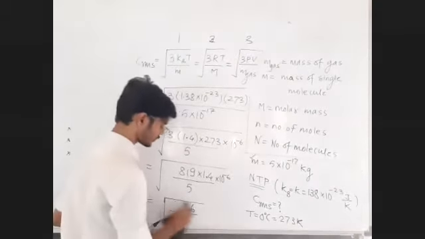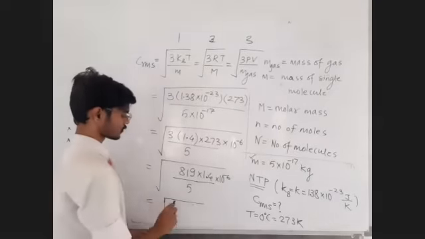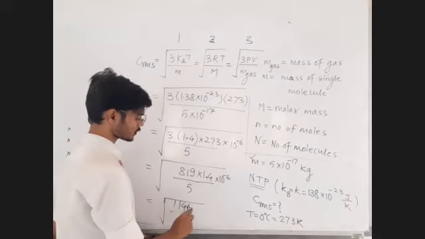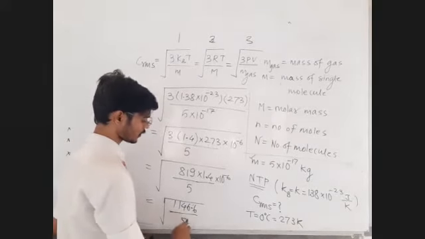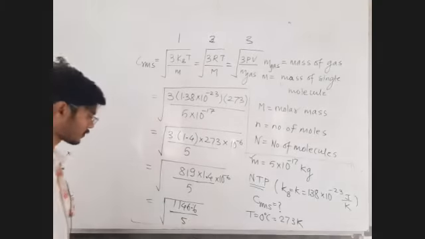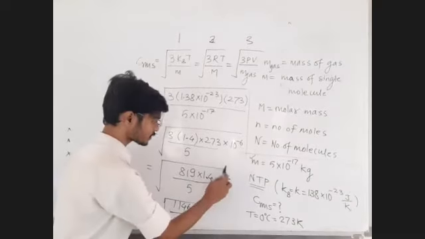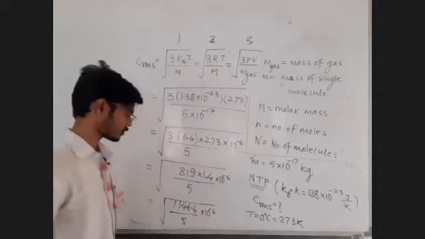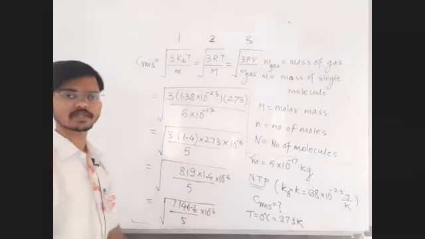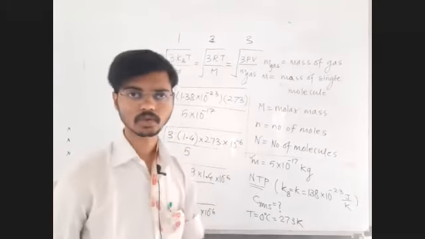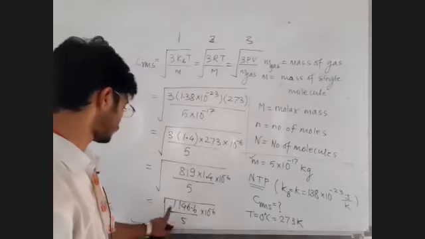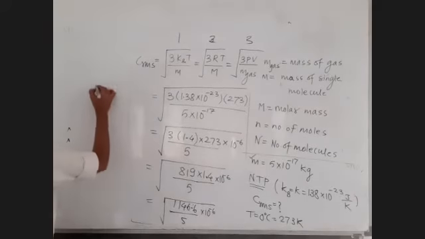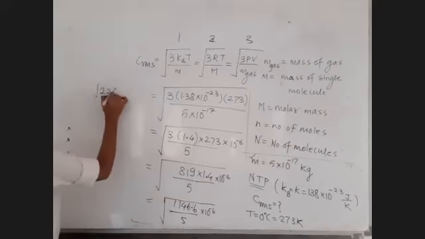1146.6. All right. 1146.6 upon 5. Now do this 1 upon 5. This 10 raised to minus 6 as it is, or you may take it out of the square root as 10 raised to minus 3. 229. Final answer. This upon this, 229. All right. So under root 229.